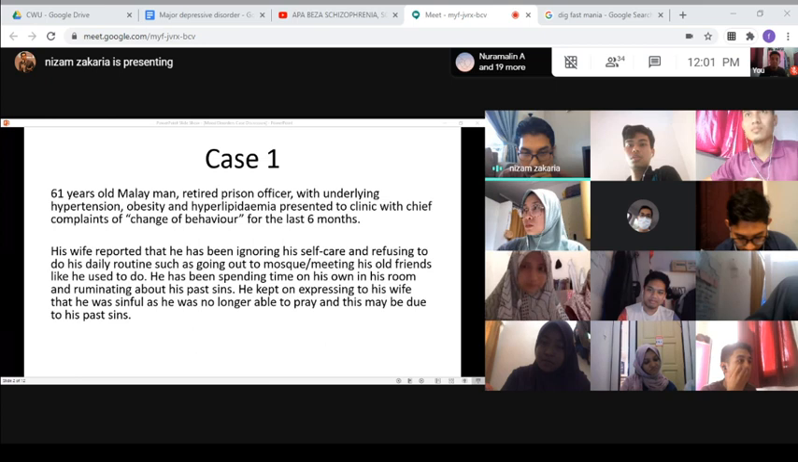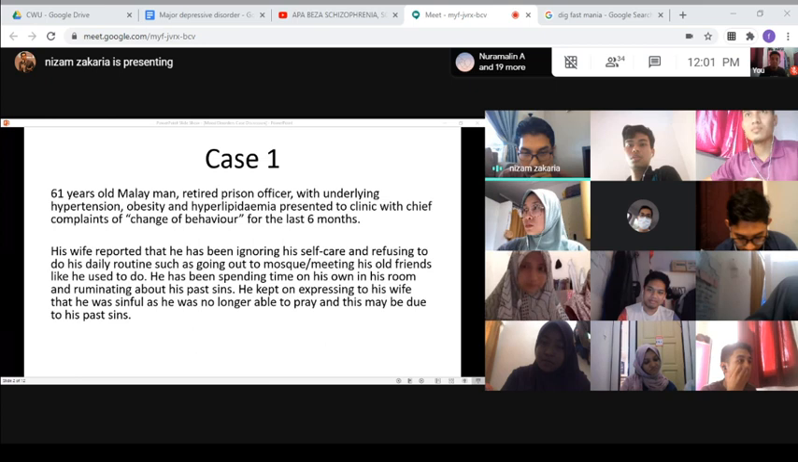Kena fulfill DSM-5 criteria. Number 1, symptom. Number 2? Timeline, time frame. Number 3? Function. Number 4? Exclusion. Okay, so you go by this. Mana yang paling banyak 4 benda ni, that will be your most likely diagnosis.